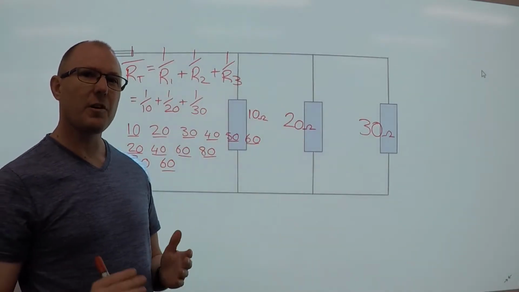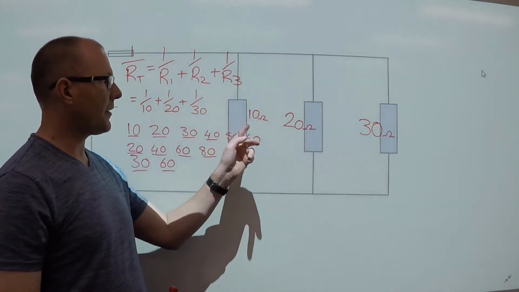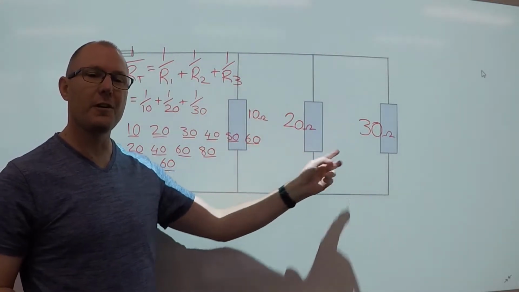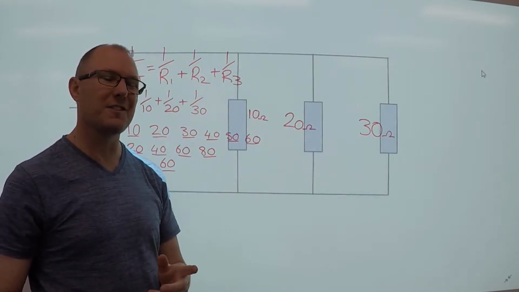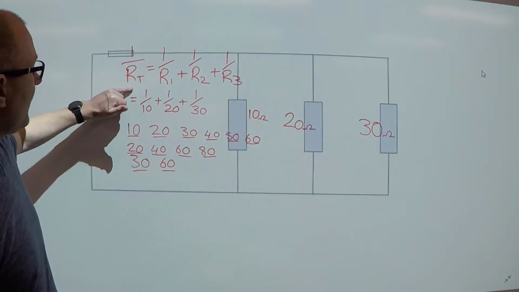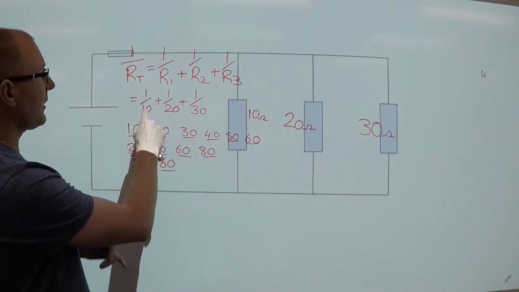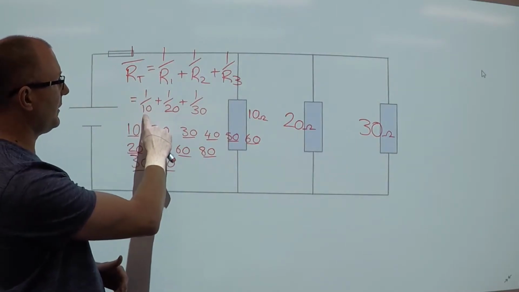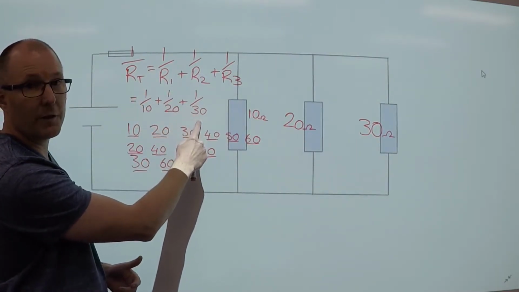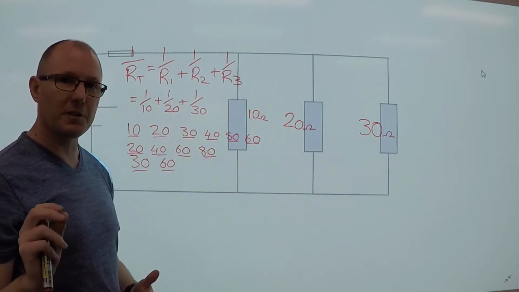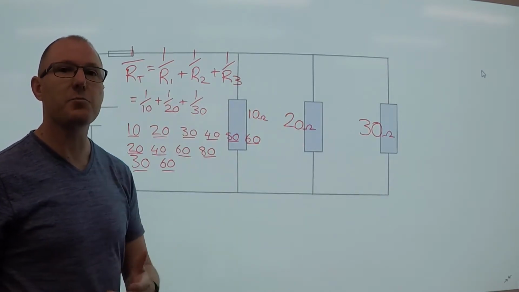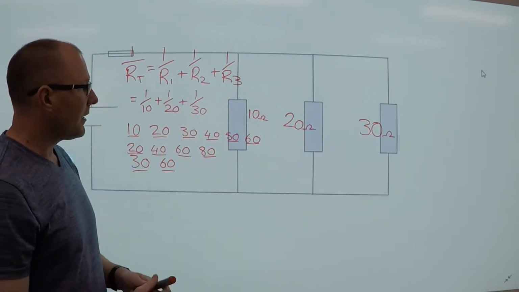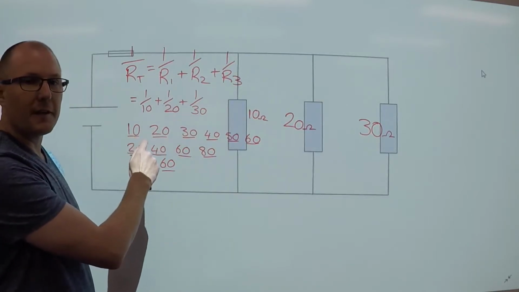Okay, let's say we've got three resistors and they're 10 ohms, 20 ohms and 30 ohms, and we have to work out the total resistance. The traditional formula, what we have to do is write it out: 1 over 10, 1 over 20, 1 over 30. Now we have to find a common denominator. Now the easiest way I know to do this is, let's just write down the numbers.